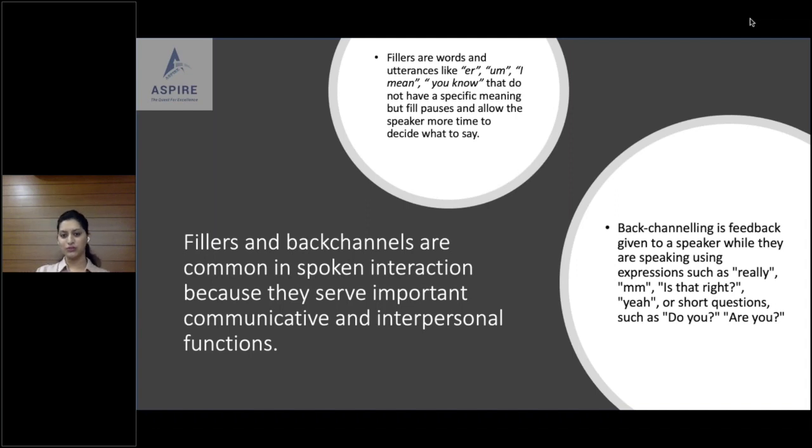So what are fillers? Fillers are words, utterances or sounds like mm and uh. They don't have a specific meaning, but they fill pauses and allow the speaker more time to decide what to say next. And back channeling is the feedback given to a speaker while they're speaking. Here are a few examples of back channels: really, is that right? Do you? Or are you?